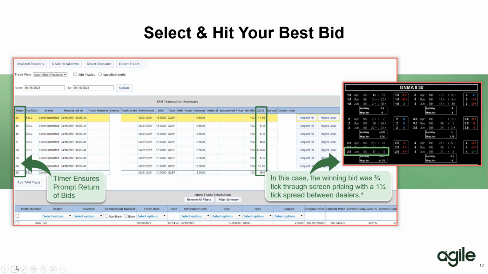The winning bid was a 3/4 tick through the screen, and there was a 1 1/4 tick spread between the highest and lowest bidder. Most of you on this webinar are familiar with trading TBAs. A tick is 3.125 basis points, so you can see there is a substantial difference there. And I'll talk about that a little bit later.